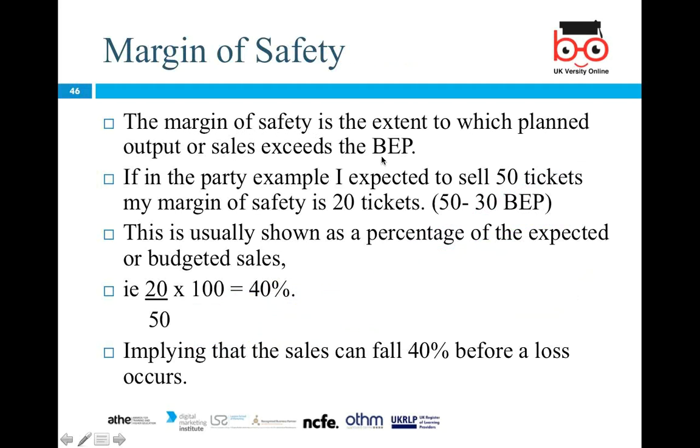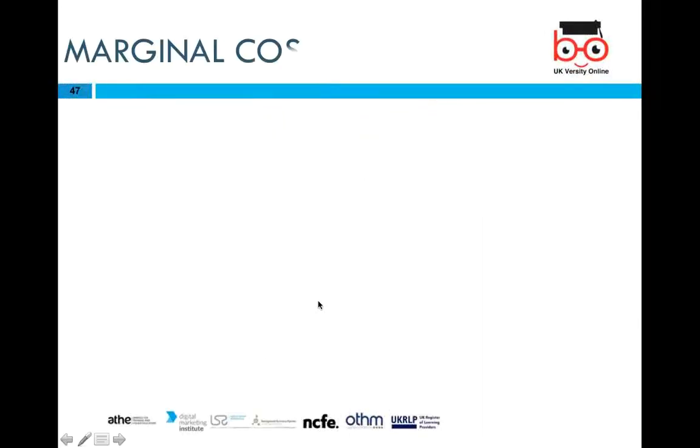It means the extent to which planned output or sales exceed the break-even point, as we have seen in our chart. In the party example, if one expects to sell 50 tickets, the margin of safety is 20 tickets, because you want to see at what number of tickets somebody starts to make a profit.